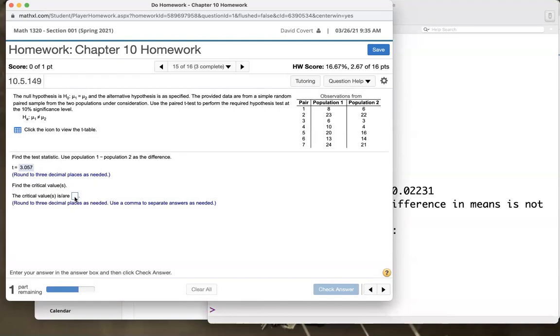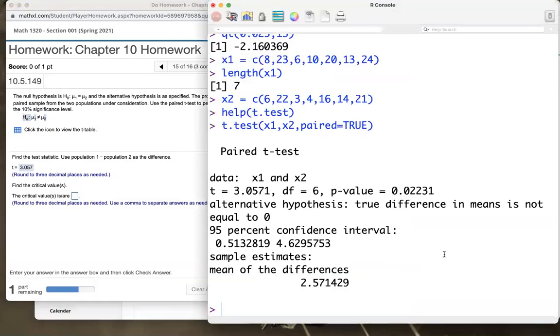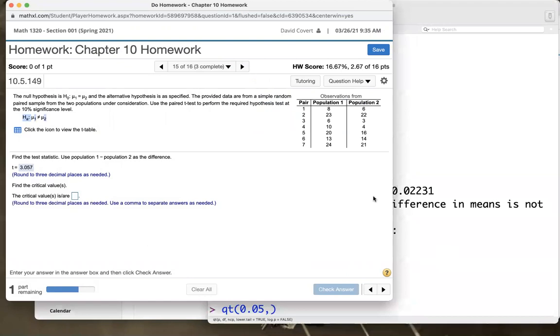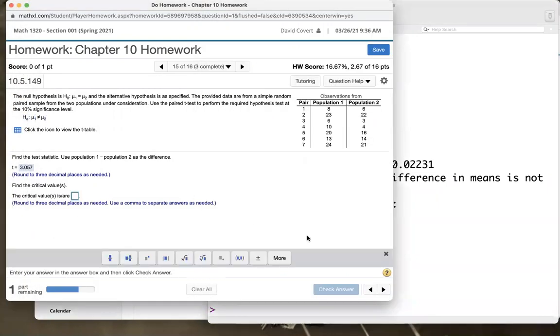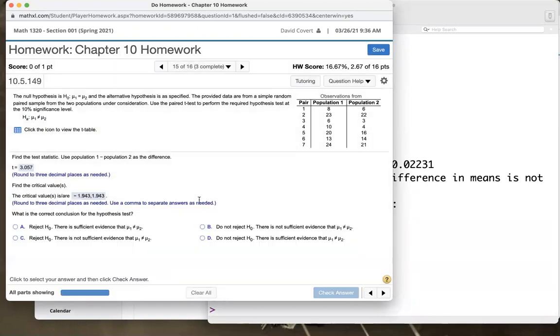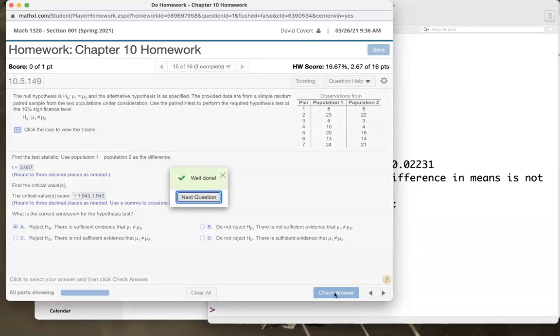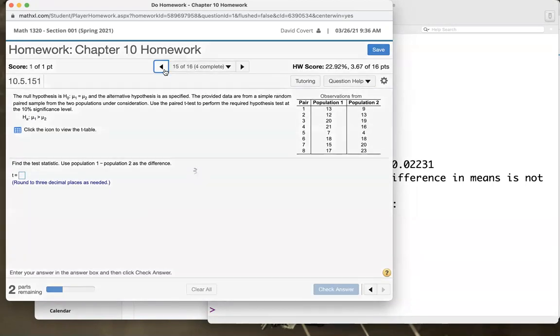The critical values are going to be found just like they would before. We have a 10% significance and a two-tailed alternative hypothesis. So we take that 10%, split it in two, and then look up the degrees of freedom that we have. In this case, the degrees of freedom is the number of pairs minus 1. So our critical values are going to be negative 1.943 and 1.943. Our test statistic is beyond the critical value, so that means that we reject, there is enough evidence, and that's it. That's really all you have to do for the paired test.